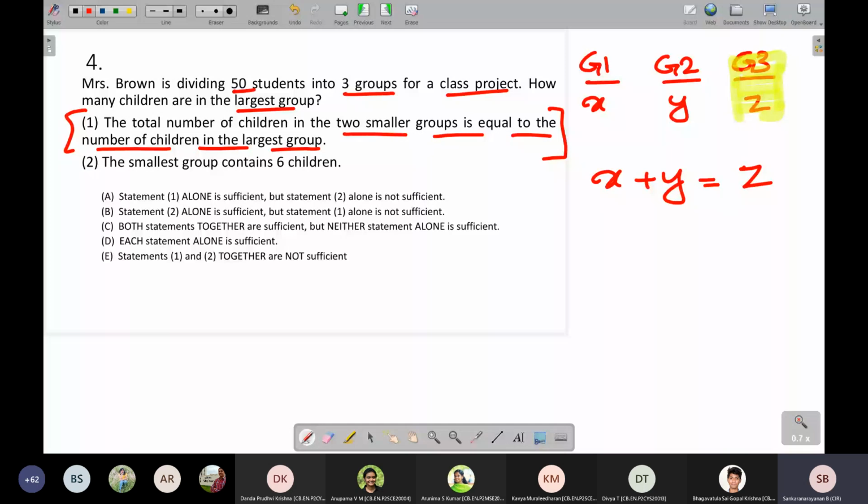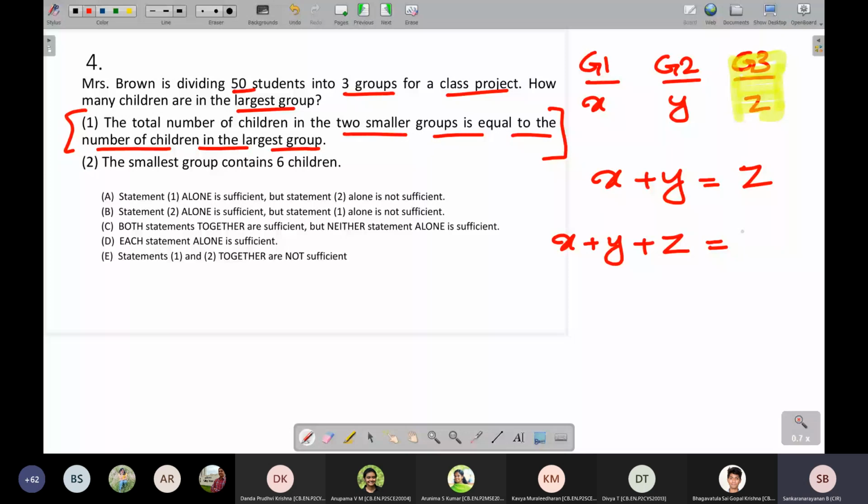But we also have another result, that is X plus Y plus Z, this total. Can anyone unmute and tell me what will be this value? X plus Y plus Z. Tell me. That is equal to 50. So this information I am getting from the question.